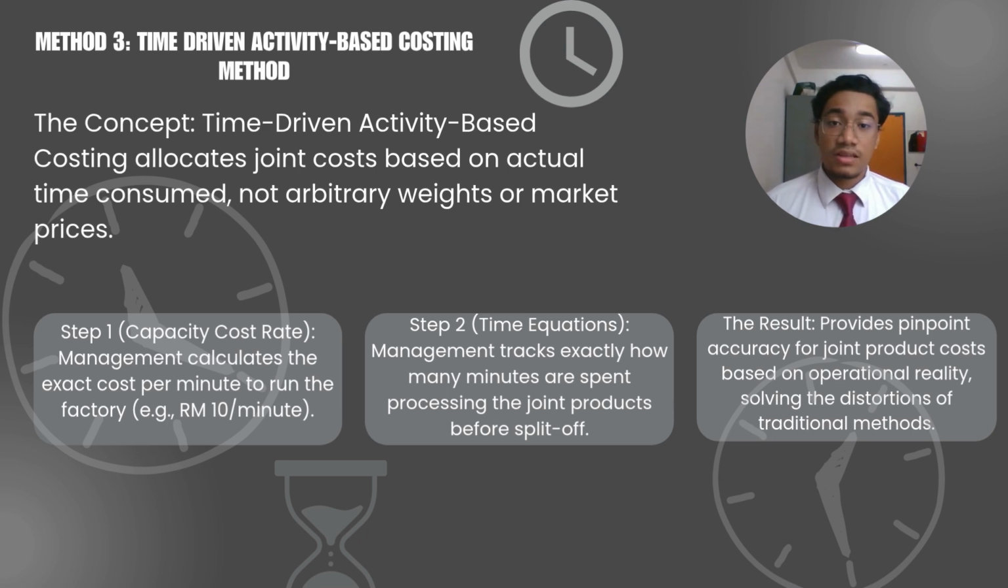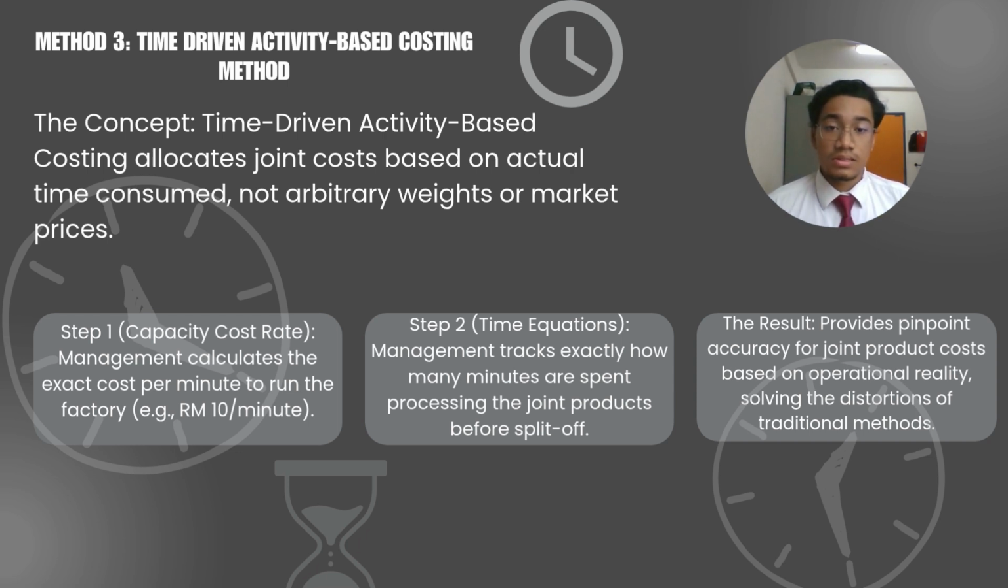From a management accounting perspective, this is a game changer. When you know the exact undistorted cost of your joint product at the split-off point, your pricing strategies become sharper, your inventory valuations align perfectly with reality, and you can make highly informed decisions about whether to sell the products immediately at split-off or process them further for higher margins.